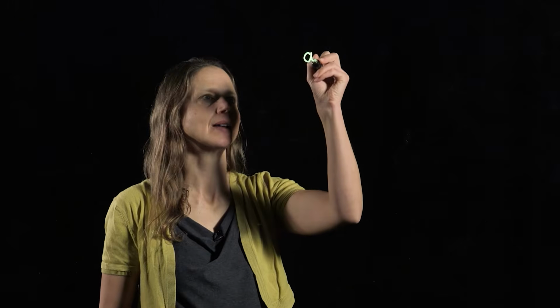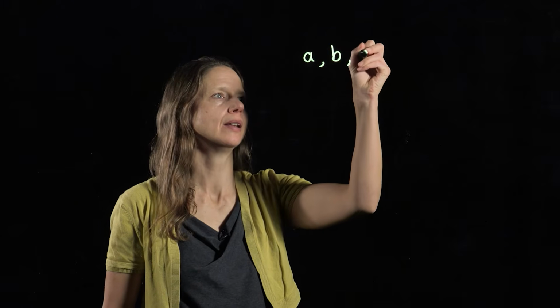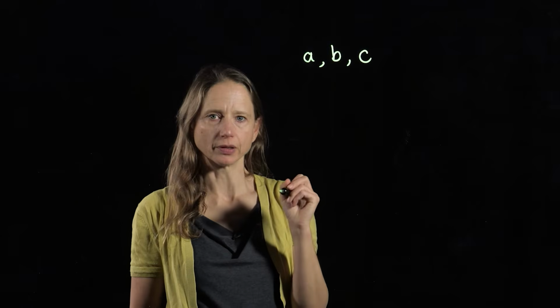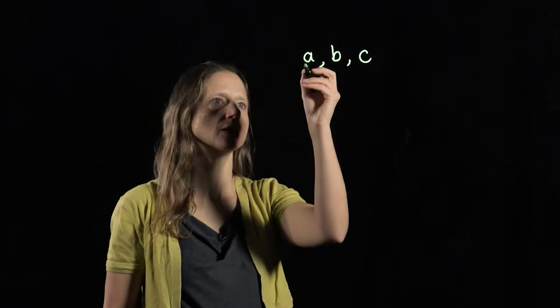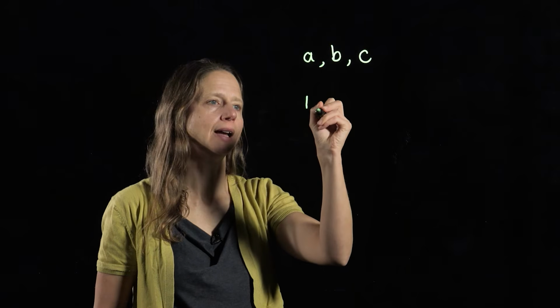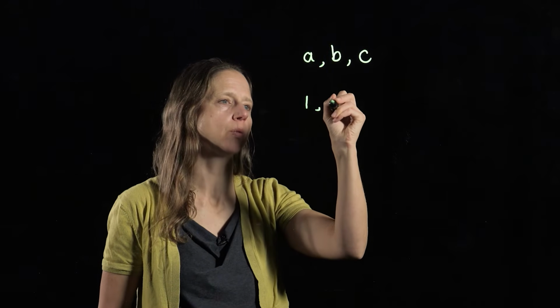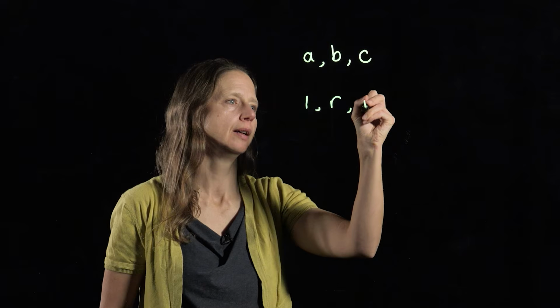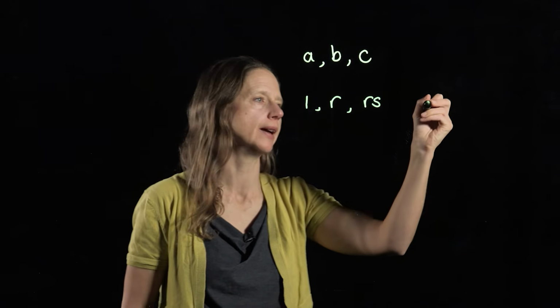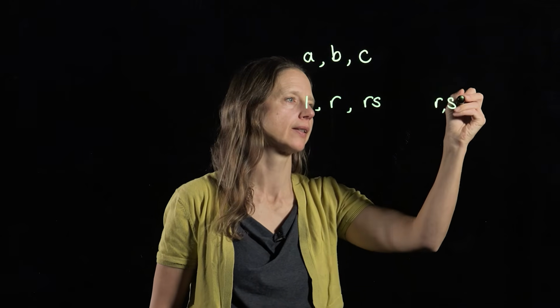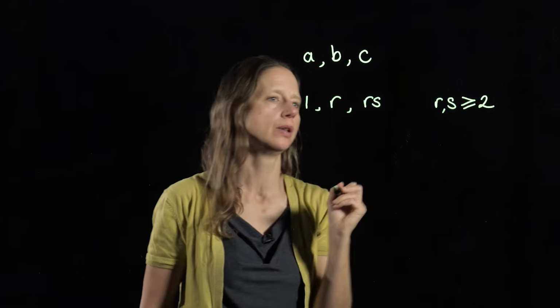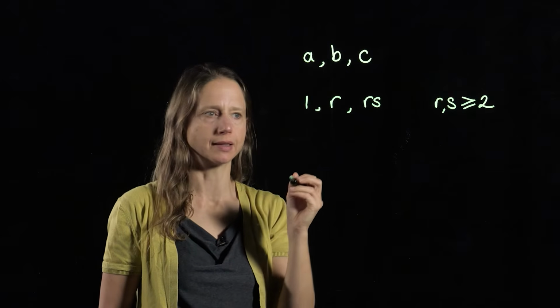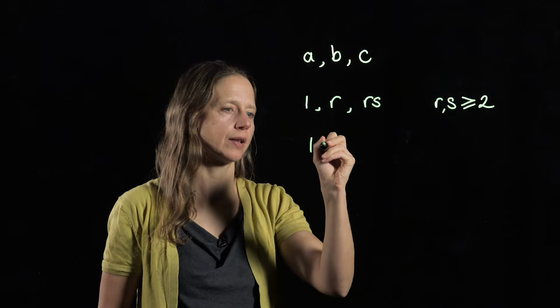Given a ramp, A, B, C, all three numbers are divisible by A. So we can divide through by A and get another ramp. I'm going to call it 1, R, and the third number I'll call R times S. And R and S need to be greater than or equal to 2 to make sure that those three numbers are distinct.